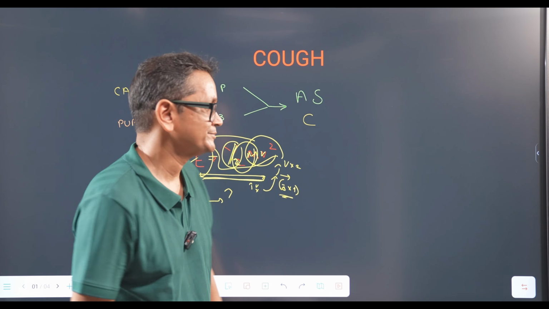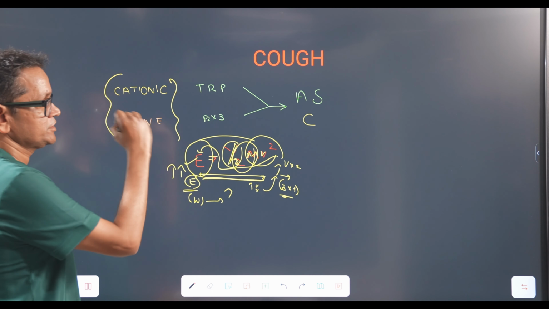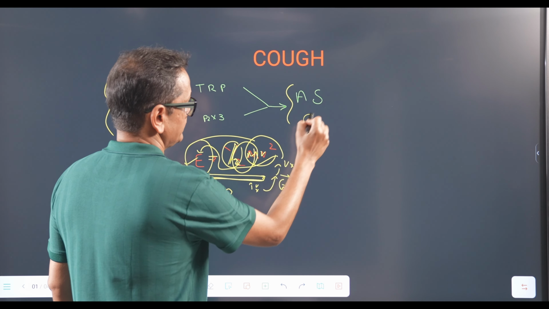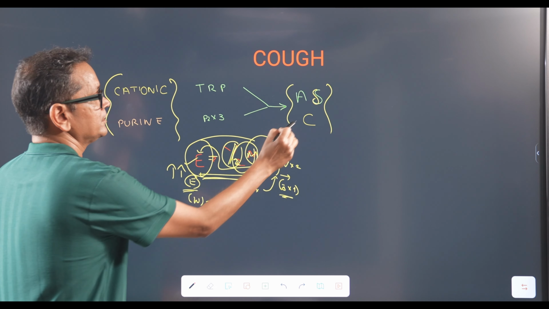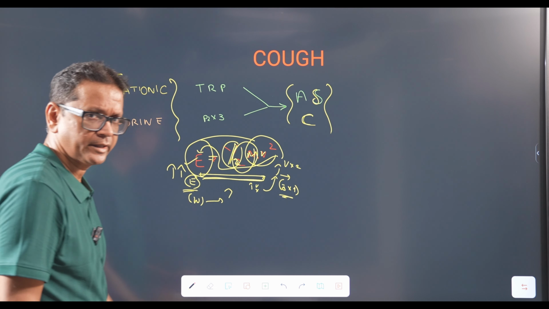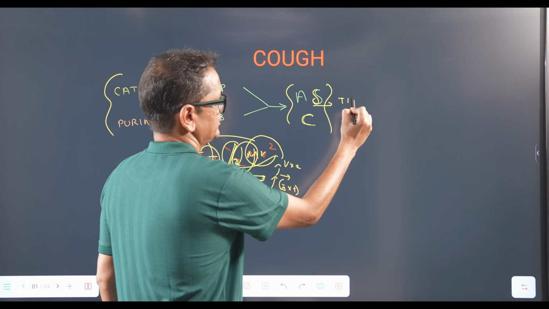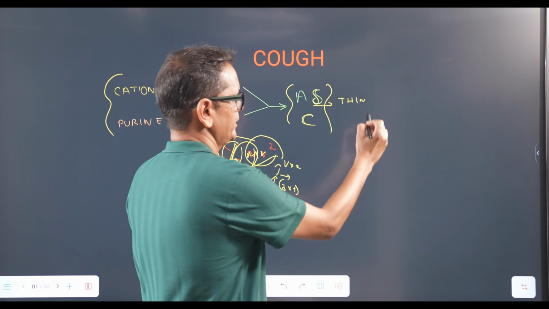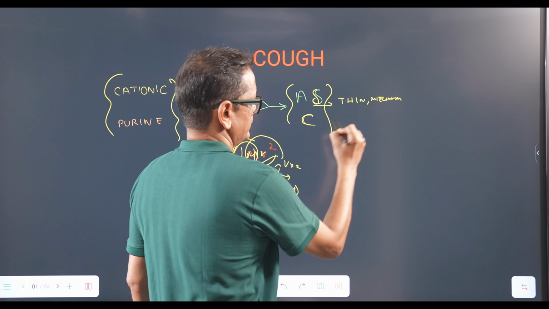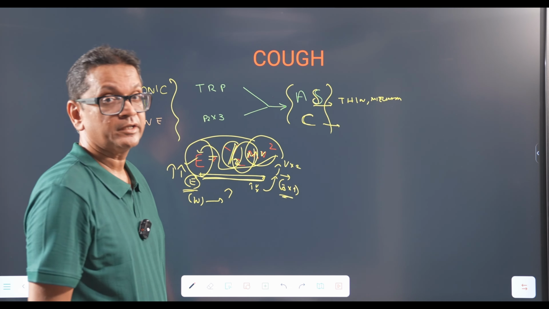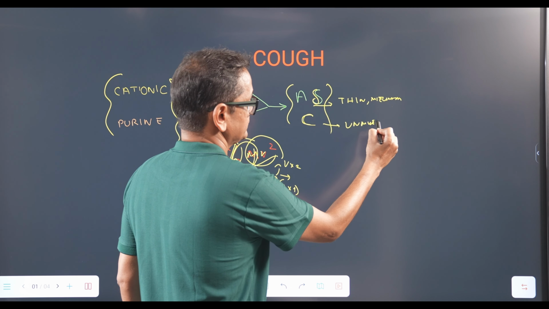So how does it happen? God has created a few channels which are essential for production of cough. On the right hand side you can see A delta fibers and C fibers. A delta fibers are very thin myelinated fibers, thin meaning very small diameter, myelinated. Whereas C fibers are essentially unmyelinated fibers.